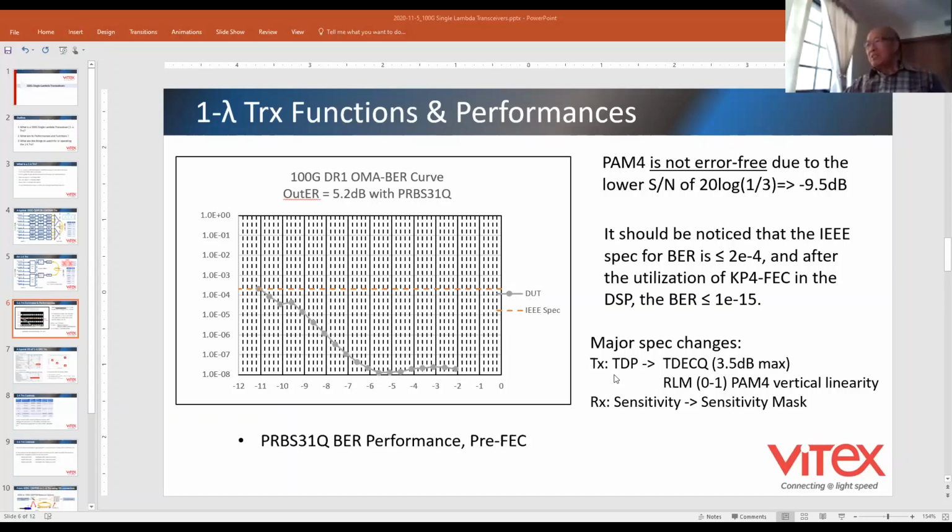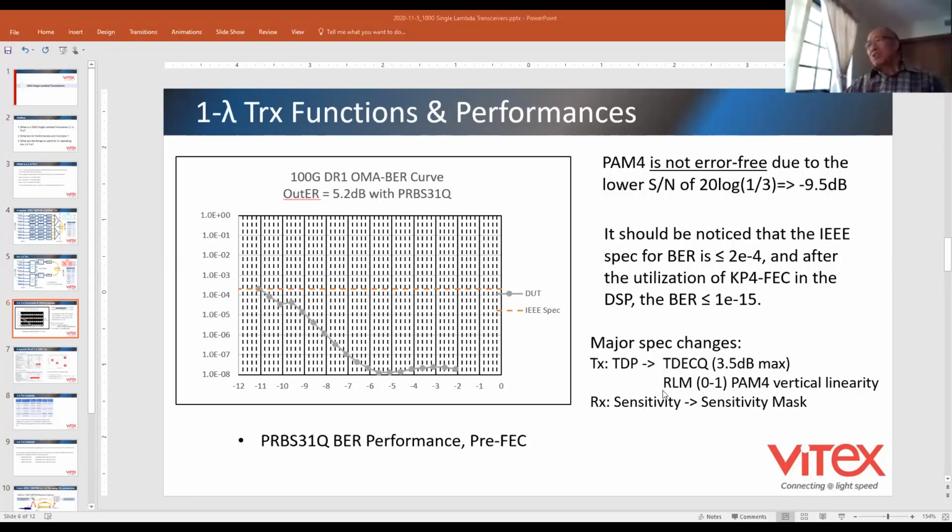When operating in PAM4, there are parameter changes. Keep in mind, the transmitter parameter that we are usually familiar with, TDP, the transmitter dispersion penalty, now becomes TDECQ. TDECQ, the less the better. So the maximum is about 3.5 dB. So remember, the less is better.